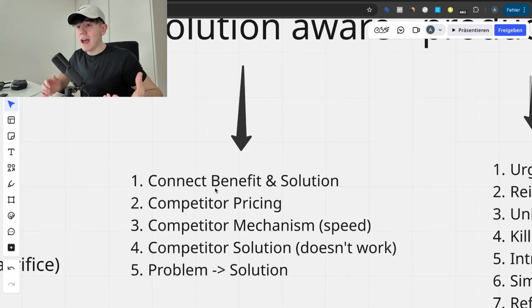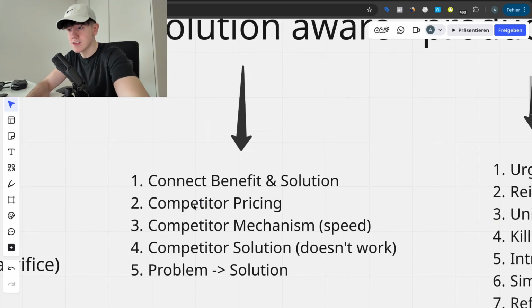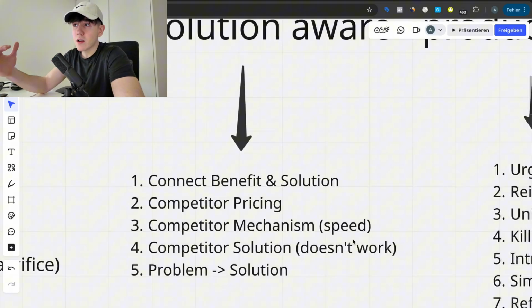Same thing to talk bad about the competitor pricing, right? Explain why it's overpriced, why it's not worth it, why you're more worth it. This is talking to actually the deepest human desire, which is wealth, right? So once again, you have 3: health, wealth, relationships. Pricing is wealth. Competitor mechanism, speed: how long is it going to take until you reach the dream outcome if you go with the competitors, regardless of the price? Competitor solution, that it actually doesn't work.